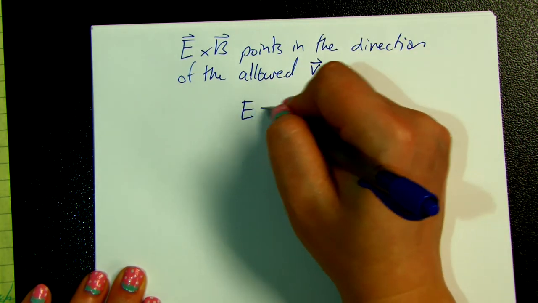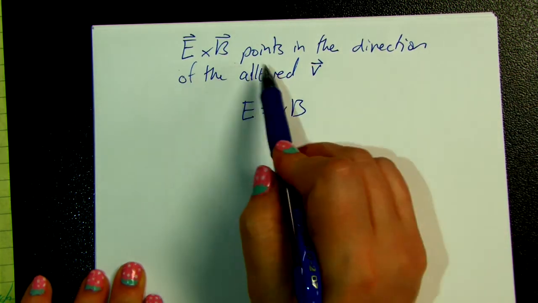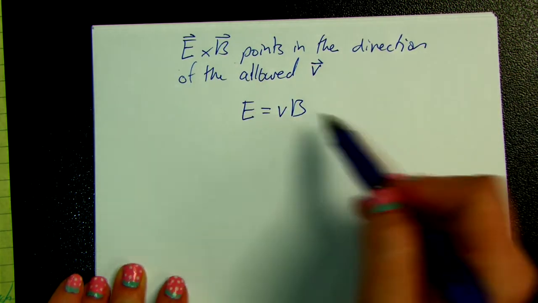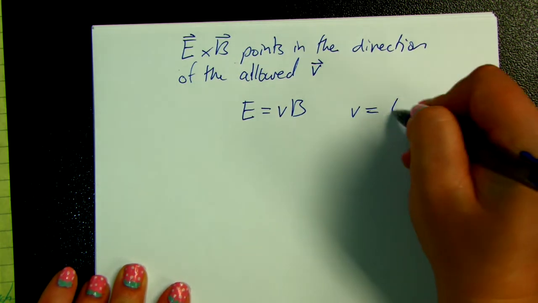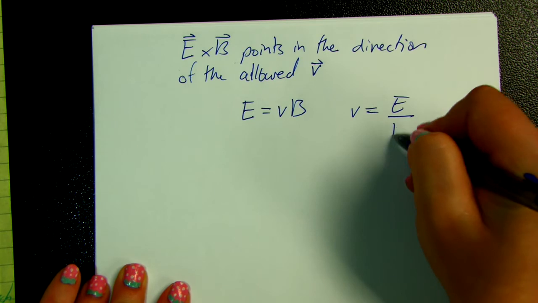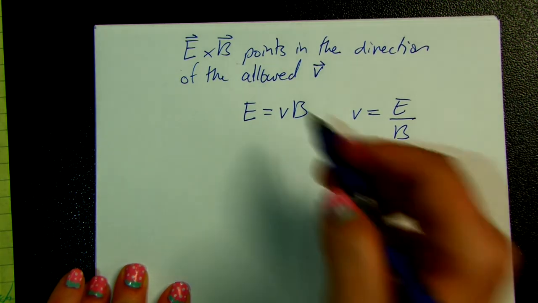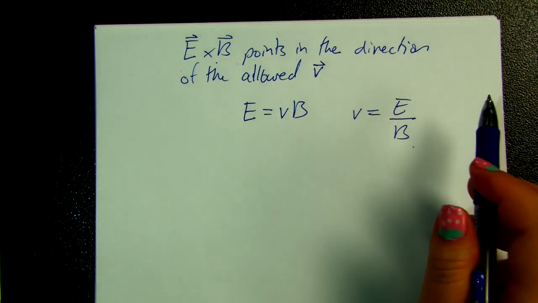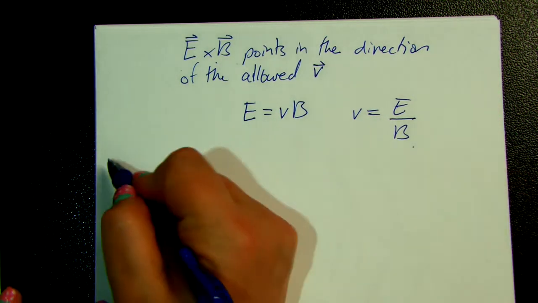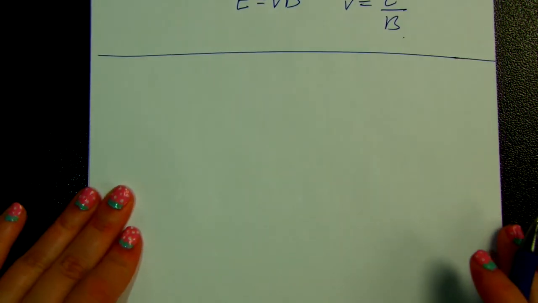And then you could scale it using E over B. So you get the direction from E cross B, and then you could solve for velocity to get the speed that is allowed. So this is the direction that's allowed, this is the speed that is allowed. Pretty cool stuff, I think. Okay, so let's do an example.